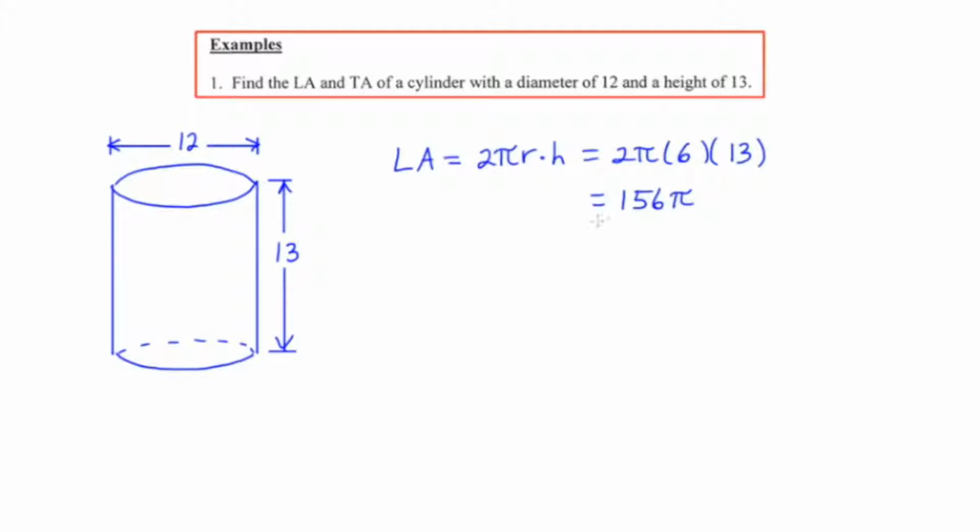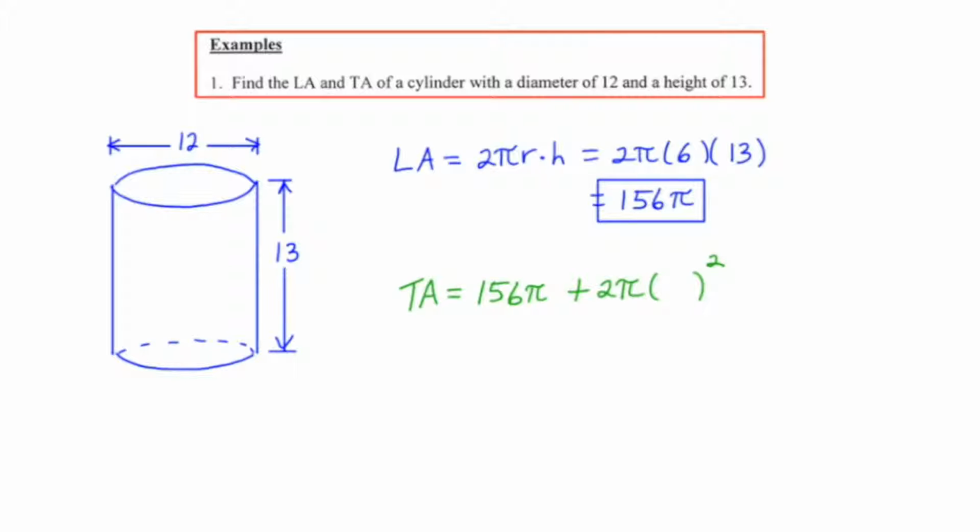So this is the lateral area, or the red portion of a can of Coke if this were a soda can. Okay, let's go to the total area. The total area is the lateral area, which we already found to be 156 pi. But now we have to add on the two circular bases. And again, the bases are circles, so we're going to say 2 pi r squared. And the radius of one of those circular bases is 6.